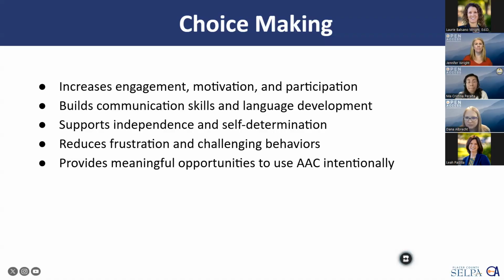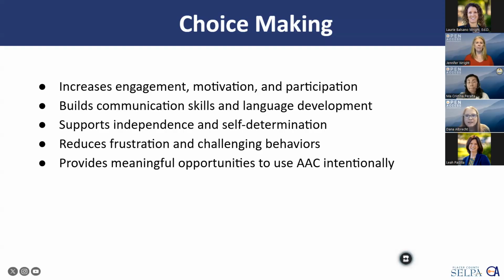throughout the day. In addition, choice making helps to support independence and self-determination. Students gain confidence when they realize that they have an influence on their environment rather than just to follow directions, right? It also helps to reduce frustration and challenging behaviors because they have a meaningful way to express their needs and their wants and their preferences. Which one do you want to do first? Do you want to do the writing or do you want to do the cutting, right? Giving them a little bit of choice in that.